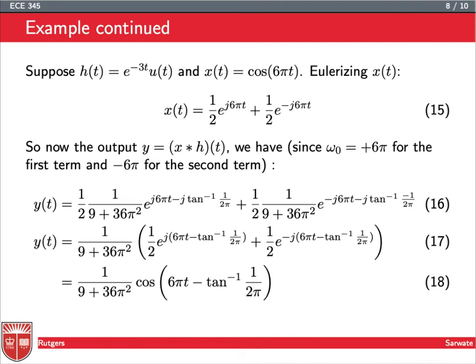And we can write this as the total gain, 1 over 9 plus 36 pi squared, times a half. Now gathering the terms, we gather the j's together. We get j times 6 pi t minus tan inverse of 1 over 2 pi, and over here we get minus j times 6 pi t minus tan inverse 1 over 2 pi. So in the end, we get 1 over 9 plus 36 pi squared times cosine of 6 pi t minus tan inverse of 1 over 2 pi.